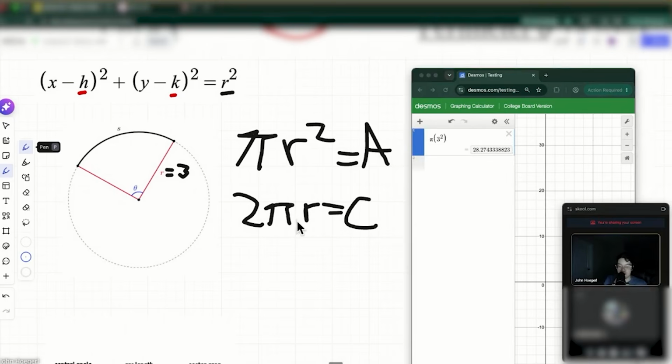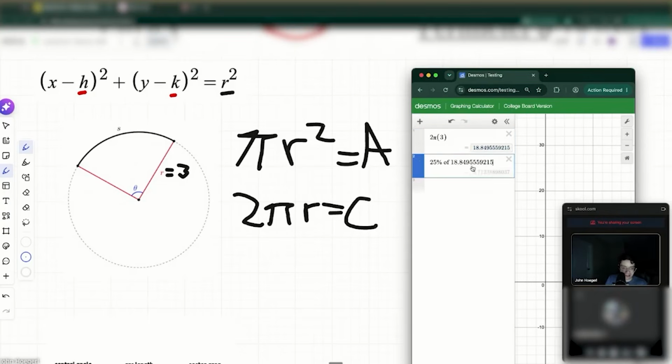Likewise, if I want to do the same thing with the circumference, or crust, again, you can just do 2 times pi times 3, which would be this, and then I can also do 25% of that, which would be that. So that is the amount of crust of the pizza that this friend has taken.